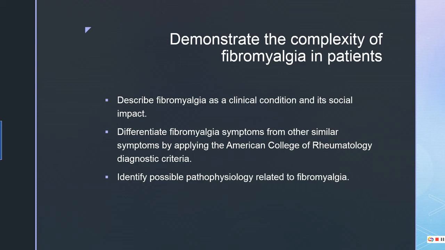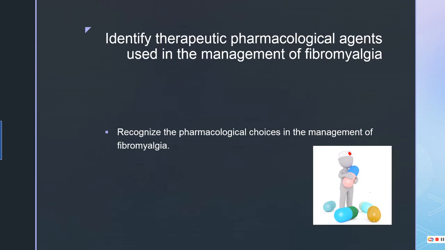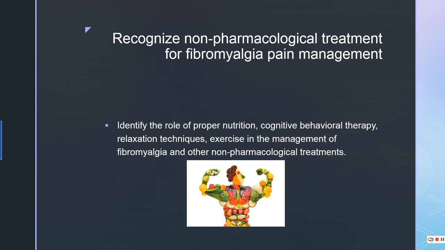To demonstrate the complexity of fibromyalgia in patients, specific objectives include: describe fibromyalgia as a clinical condition and its social impact, differentiate fibromyalgia symptoms from other similar symptoms by applying the American College of Rheumatology diagnostic criteria, and identify possible pathophysiology related to fibromyalgia. The specific objective for identifying therapeutic pharmacological agents used in the management of fibromyalgia is to recognize the pharmacological choices in the management of fibromyalgia.